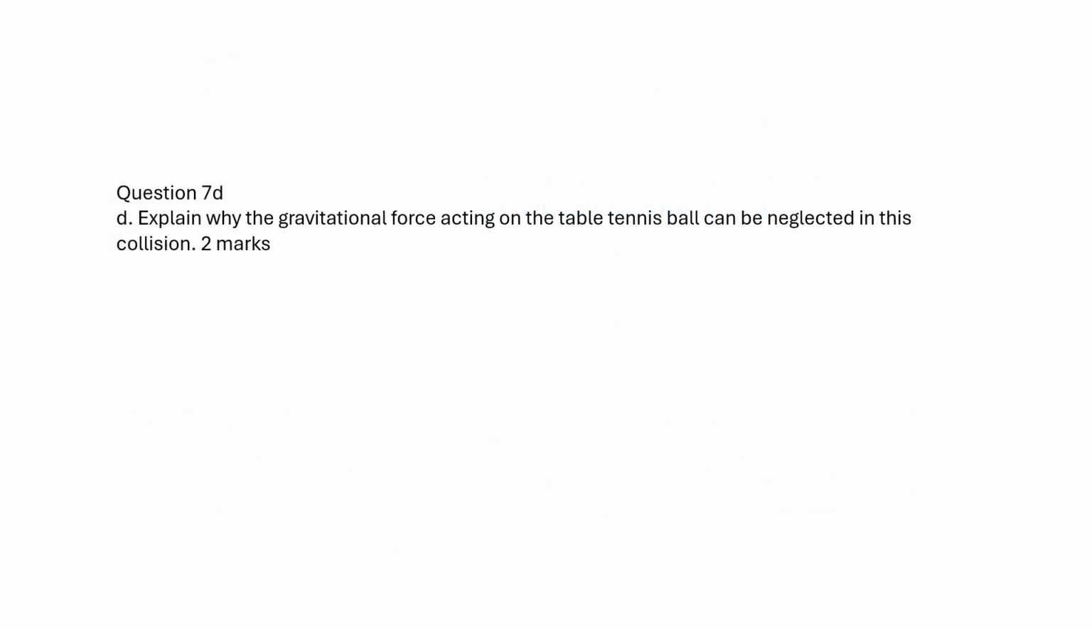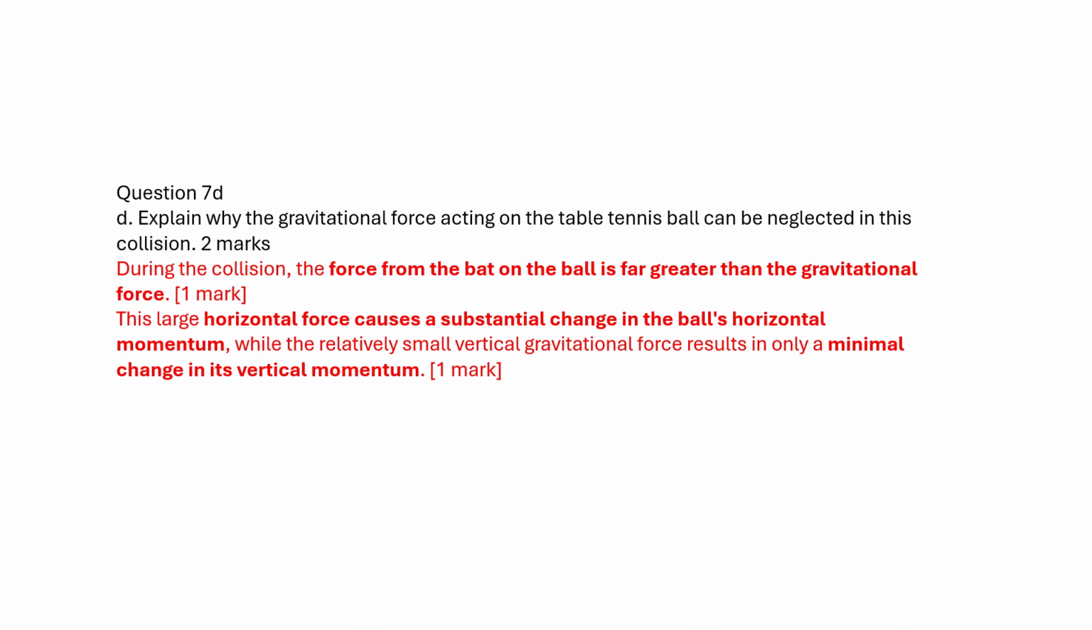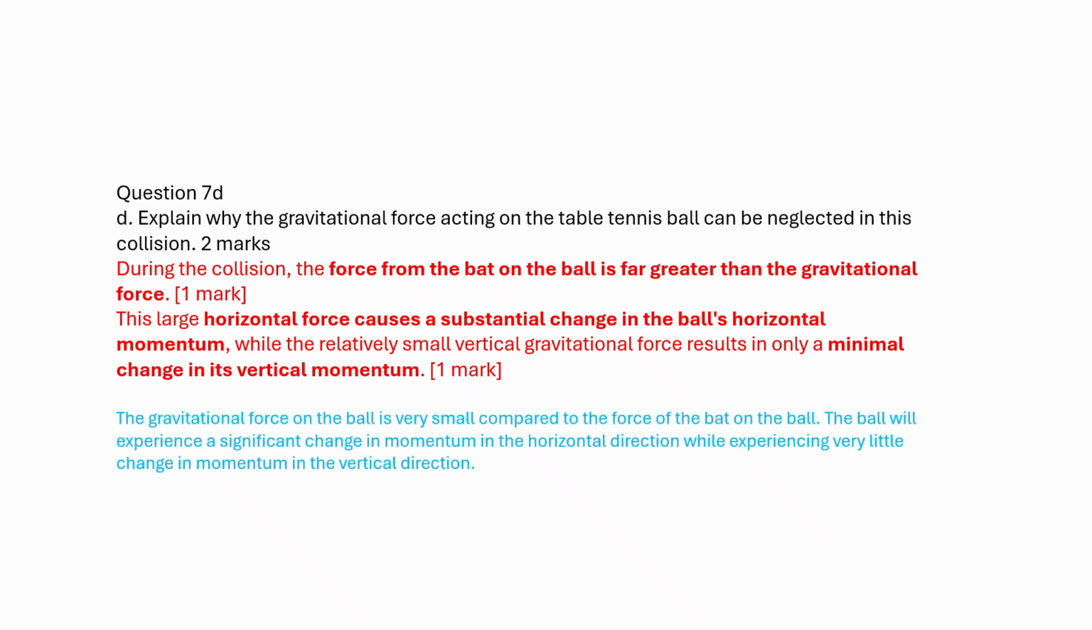During the collision, the force from the bat on the ball is far greater than the gravitational force. This large horizontal force causes a substantial change in the ball's horizontal momentum, while the relatively small vertical gravitational force results in only a minimal change in its vertical momentum.